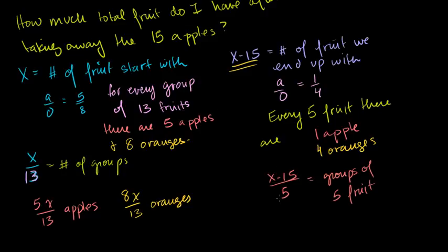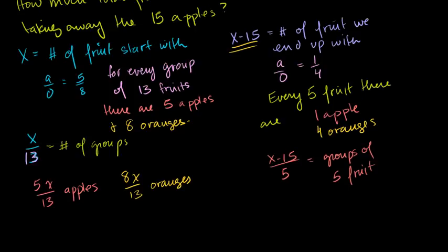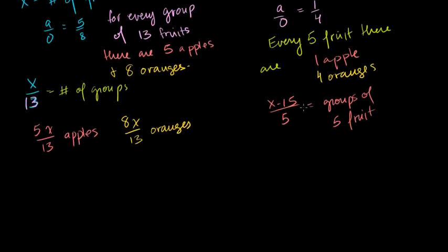Now, for each of these groups, I'm going to have 1 apple and 4 oranges. So how many apples and oranges do I now have after I took away 15 of the apples? I took away 15 fruit. So let's think about this a little bit. How many apples am I going to have? I have 1 apple for every one of these groups. So the number of groups is the number of apples I have. So I'm going to have (x minus 15) over 5 apples.